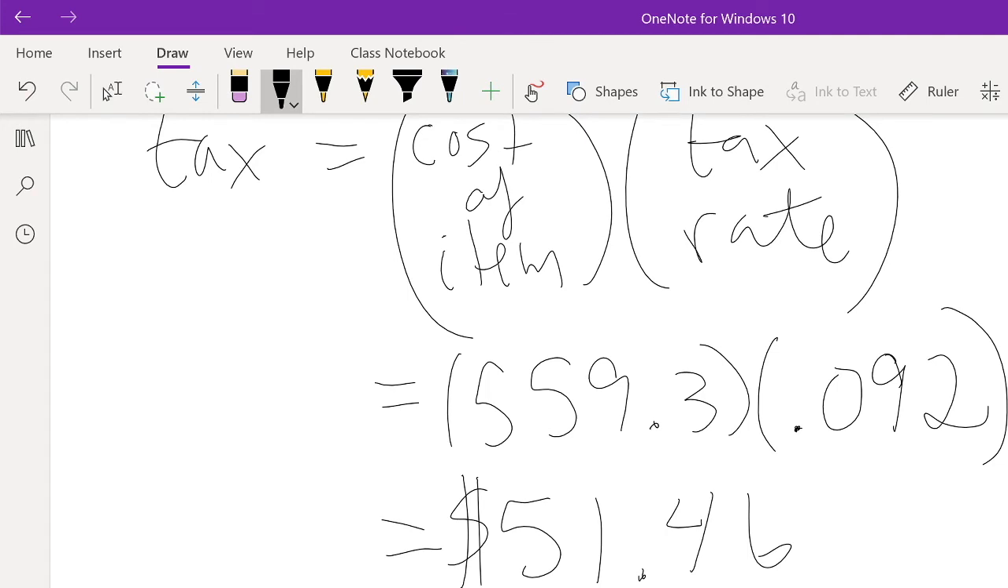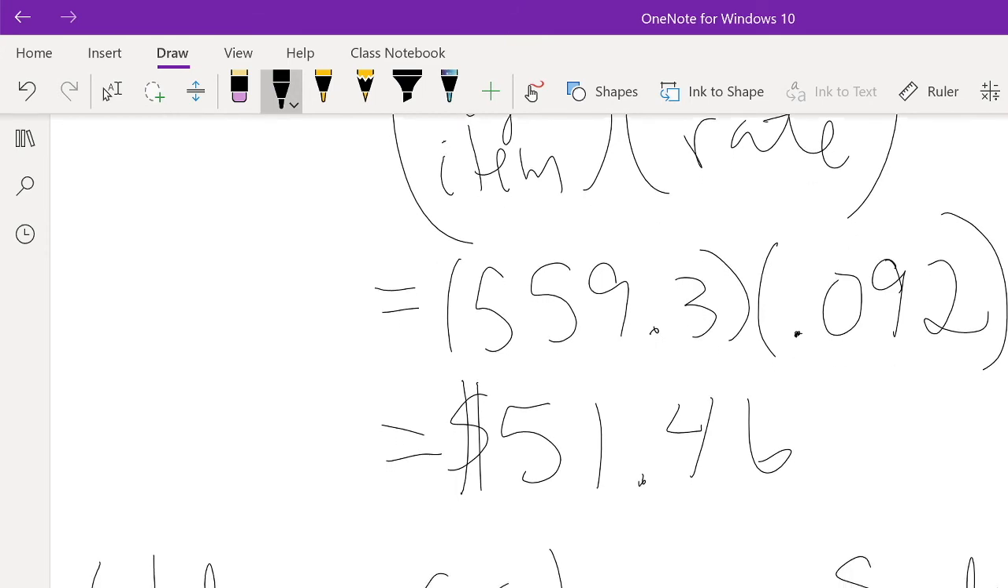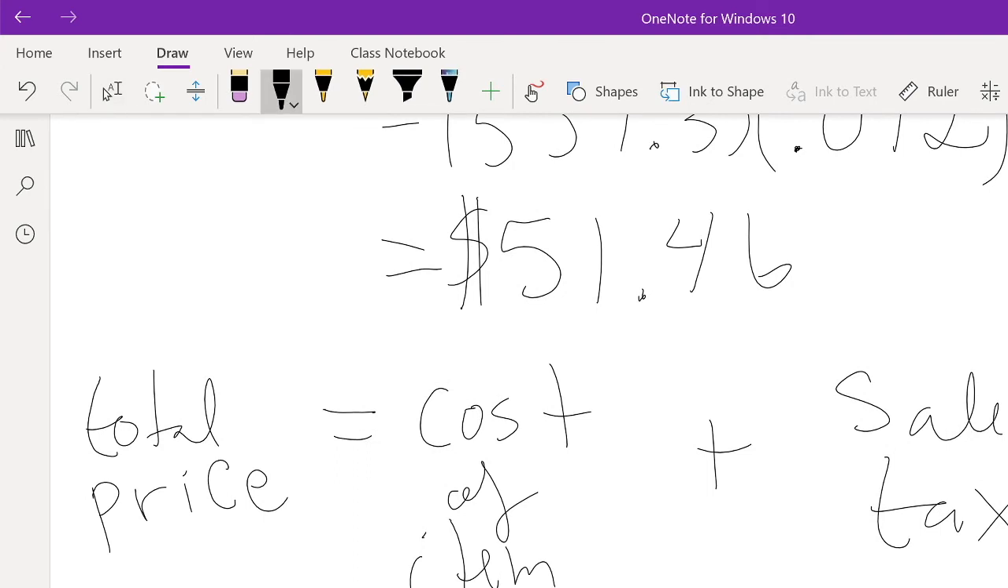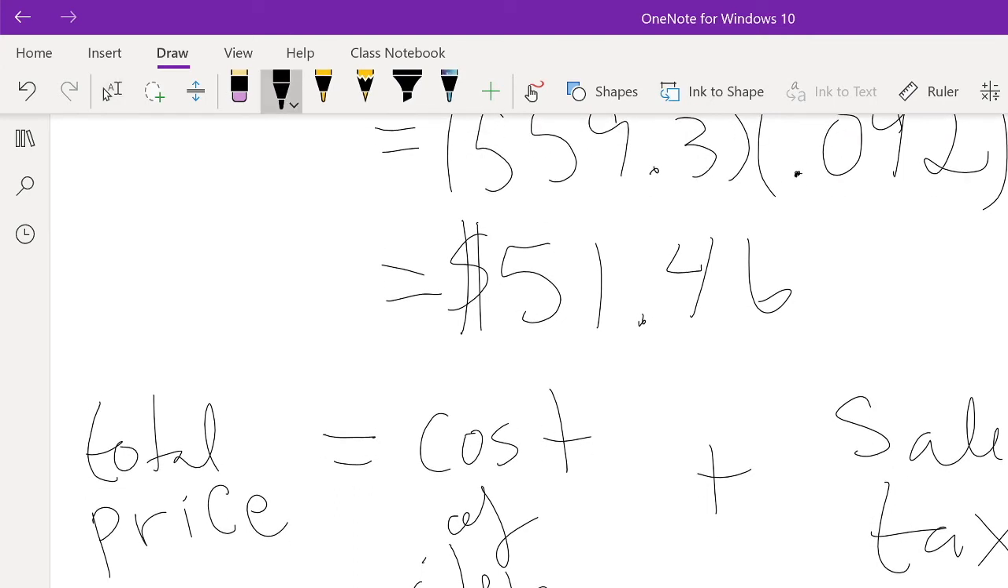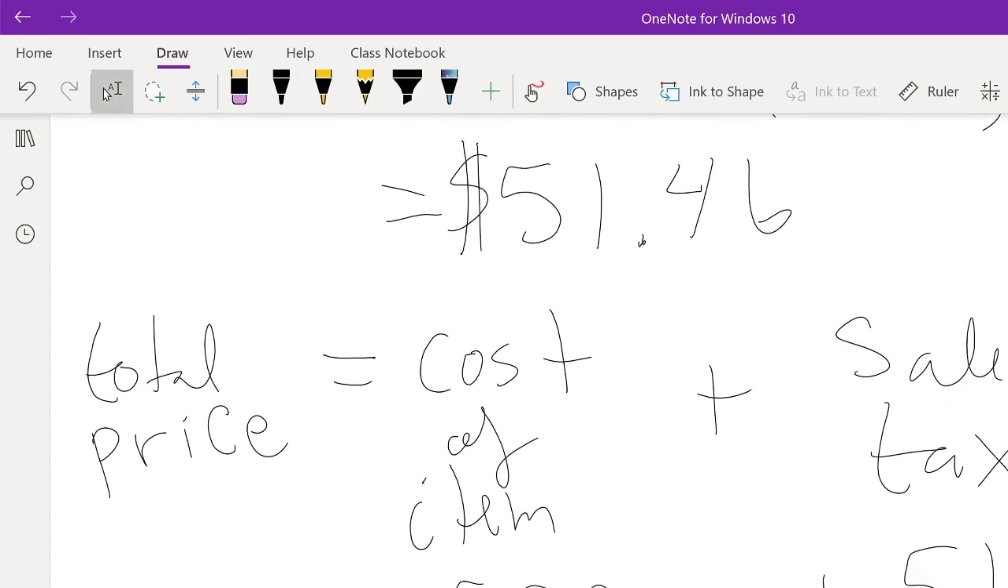The way to calculate that, we're going to have total price be the cost of the item, in this case our TV, plus the sales tax. So here we have 559.30 plus the sales tax, 51.46. Okay, so add these two numbers.